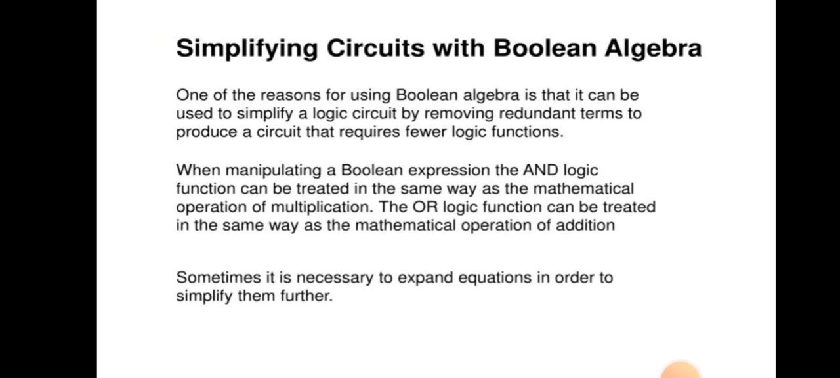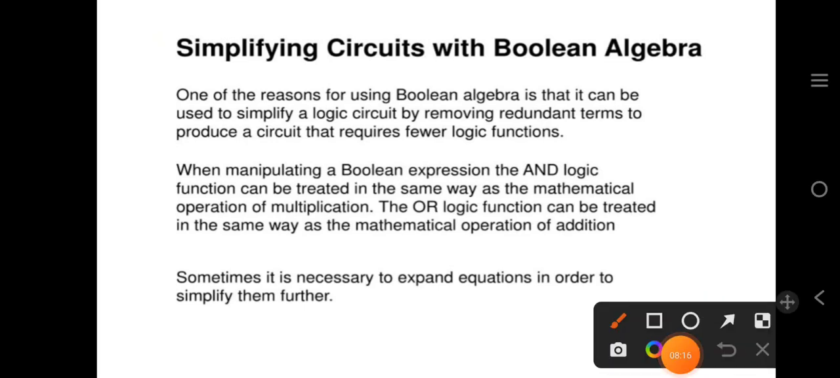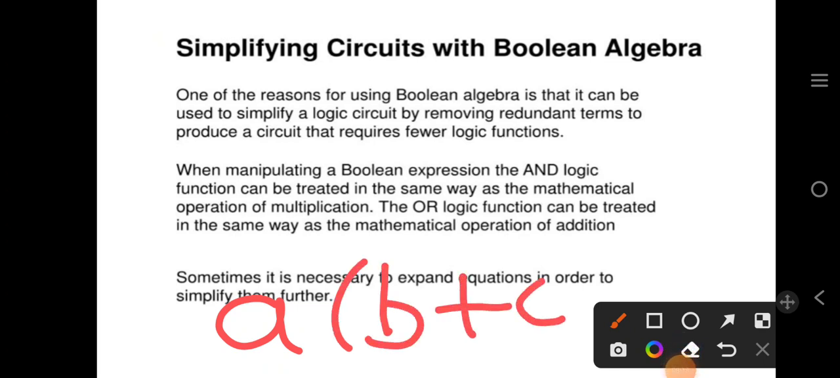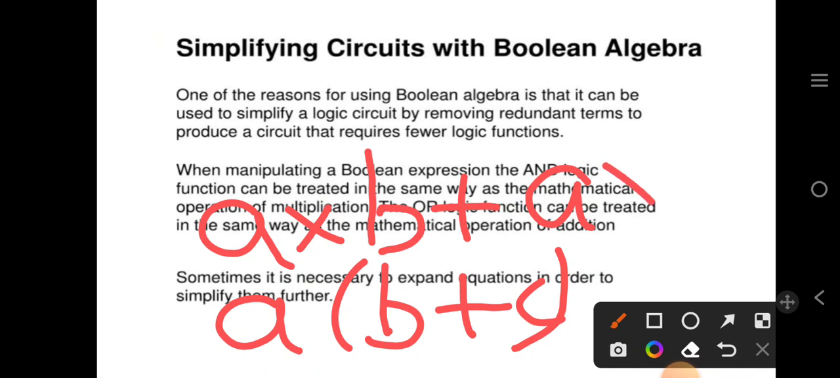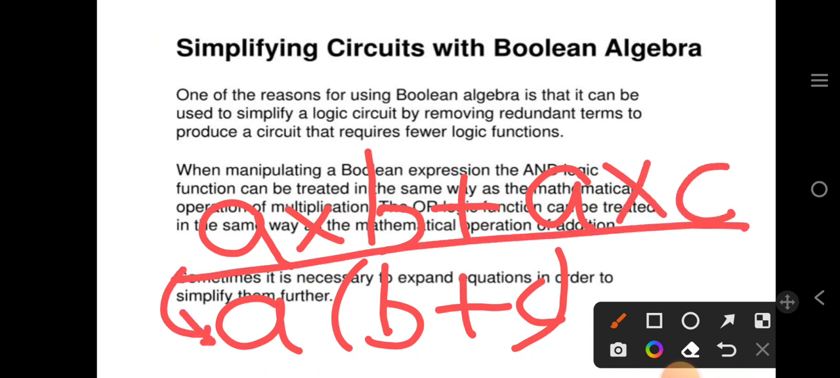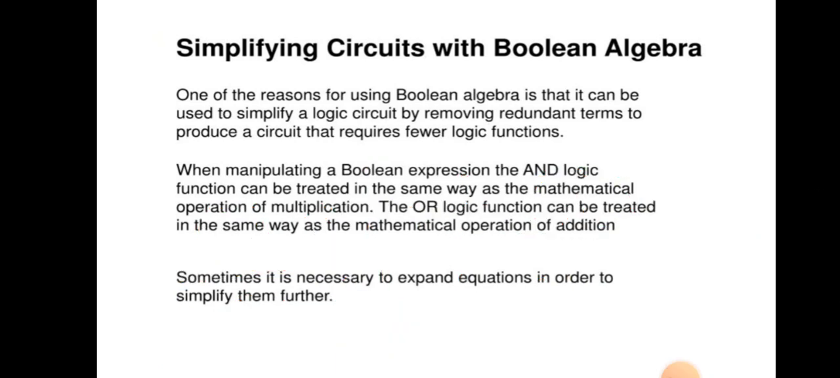For example, if you have A times (B plus C), you want to simplify this equation, but first you have to expand it. That is, you get A multiplied by B plus A multiplied by C. So this is nothing but the expansion of this equation. I think you have a clear idea of this point.